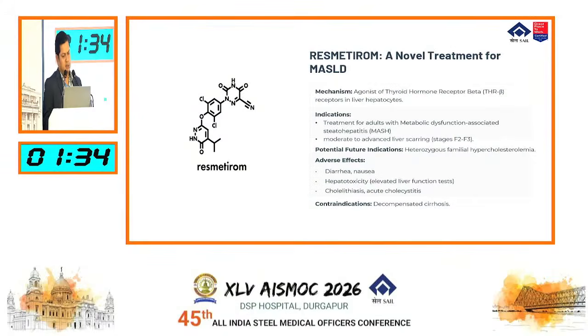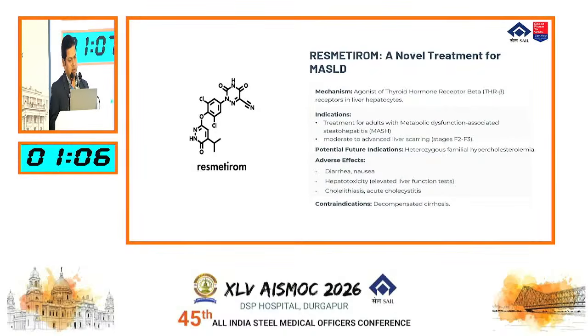So there is a newer drug, resmetirom, reference taken from the API update 2025. Though it is in trial phase in India, it is an agonist of thyroid hormone receptor beta in the liver hepatocytes. Indications are treatment for adults with metabolic dysfunction associated steatohepatitis and moderate to advanced liver scarring, in stages like F2 and F3. It has potential future indications like heterozygous familial hypercholesterolemia, with some adverse effects, and it is contraindicated in decompensated cirrhosis.